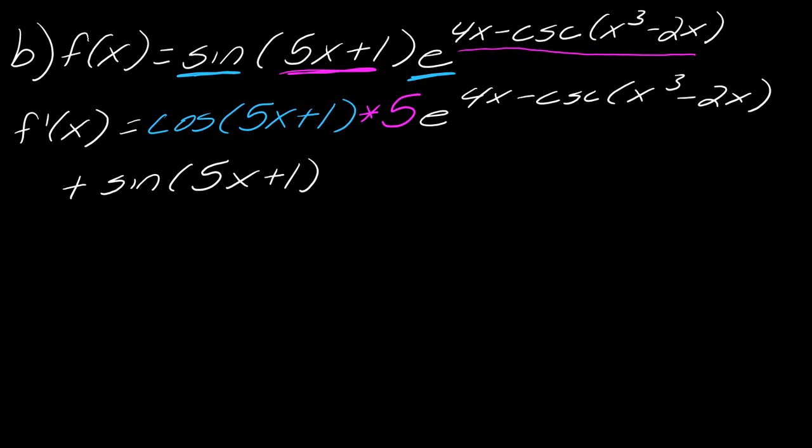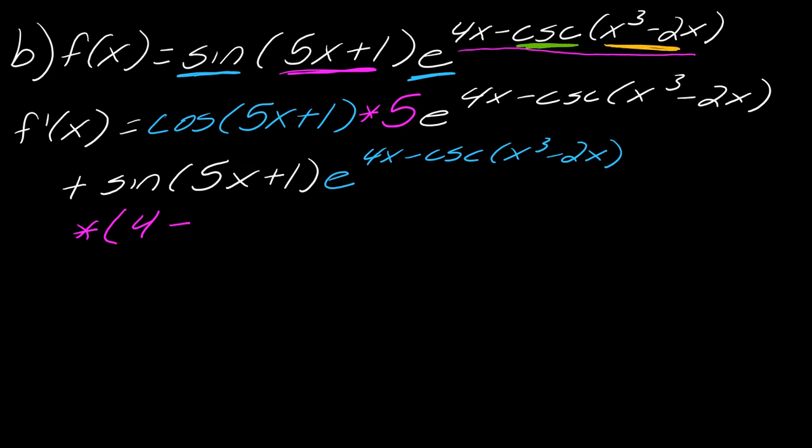So this will be e to the 4x minus cosecant of x cubed minus 2x, because the derivative of e to the x is just e to the x, except you leave the inside function intact. Now I need to multiply this by the derivative of the inside function. So let's see, I'll write that there. All right, so the derivative of 4x is 4. And then I come to this next part here. So the outermost function here is cosecant, and the innermost function is this x cubed minus 2x.